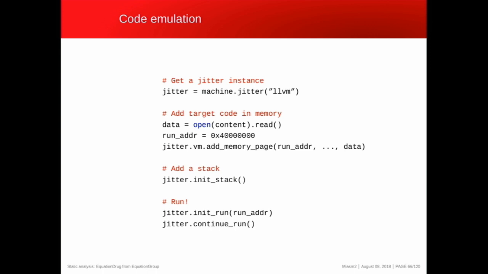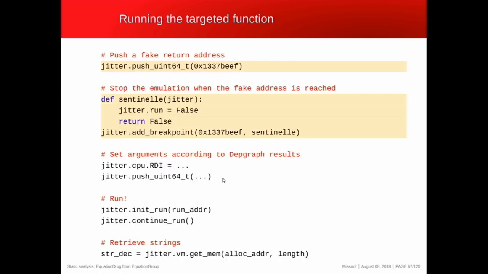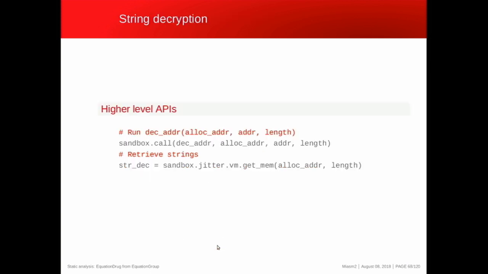Here is a simple example of how to emulate a function. We have a memory page here with the native code, we initialize the stack, and we run the code. For this special example, additionally, we will initialize the registers using the recovered arguments, the length of the string and the pointer. And after we will get the memory back from Miasm. When we do this, we have the following result.